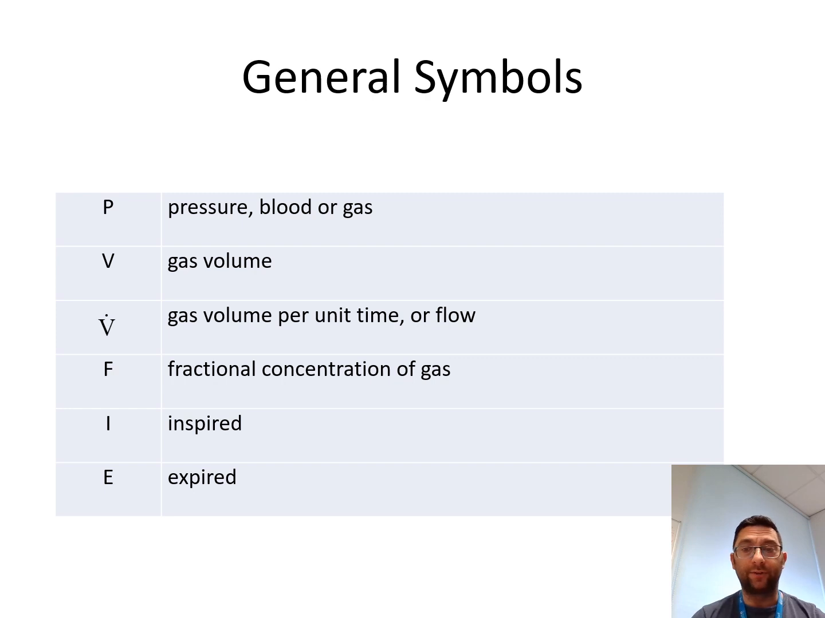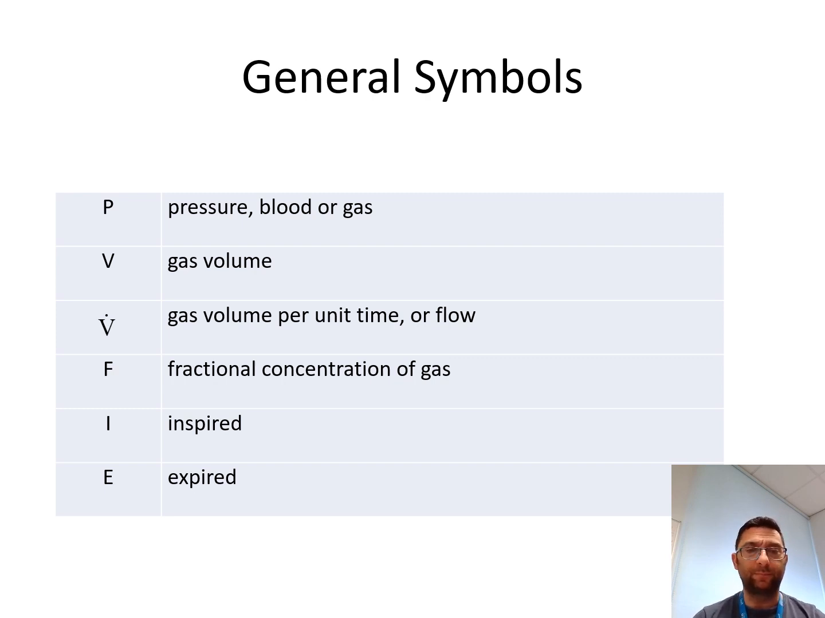V, generally, again, it tends to be a capital V, relates to gas volume. And then sometimes you'll see a capital V with a dot over the top of it. So that dot simply means the value that you're looking at is a function of time. So in this case, gas volume per unit of time or flow. So typically when we're looking at respiratory gases, we tend to measure those gases per minute. Okay, so liters per minute, milliliters per minute, etc.